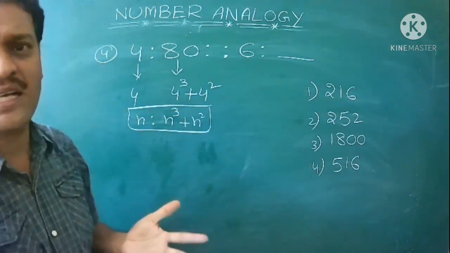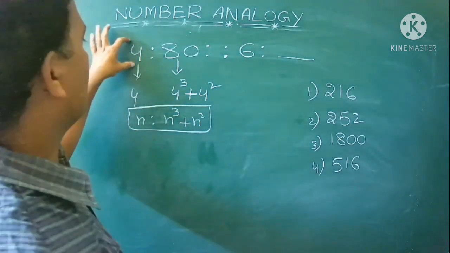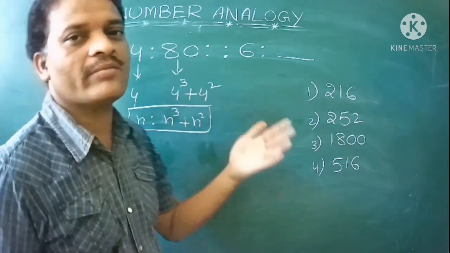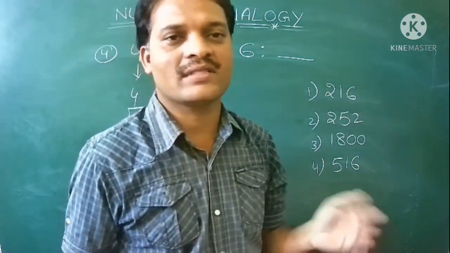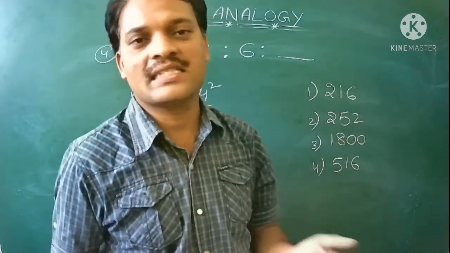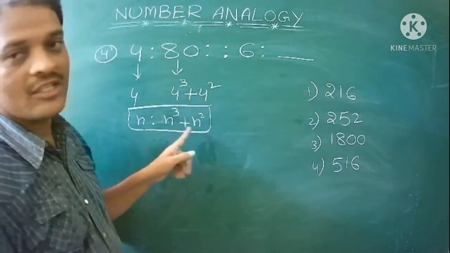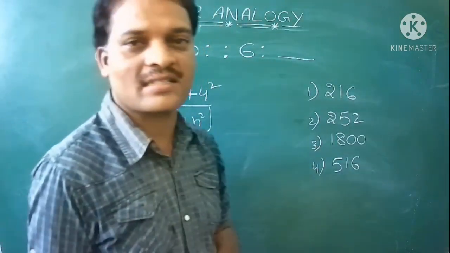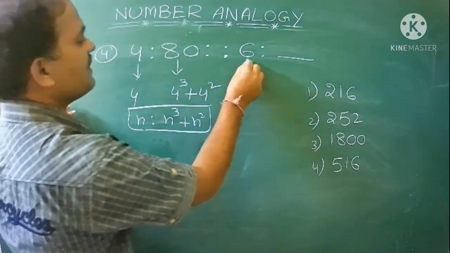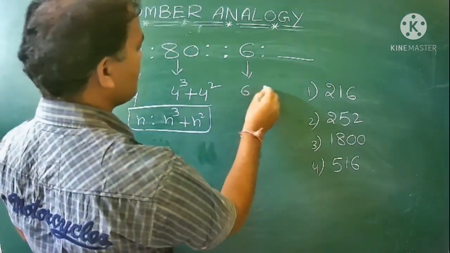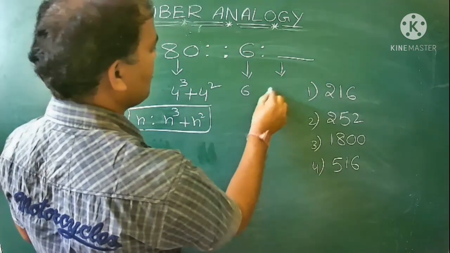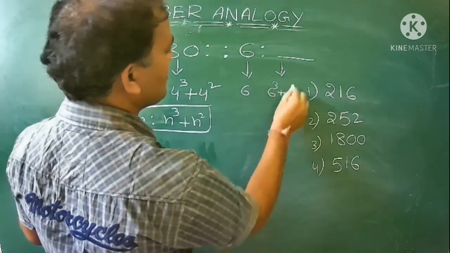It's very simple, but how do we do this? This 80 is nearby 4 cube, 64. 64 plus remaining is 16. 16 can be written as 4 square. So that's why I got n is to n cube plus n square relation, children. Okay, then next, if it is 6, what we will get here? 6 cube plus 6 square.